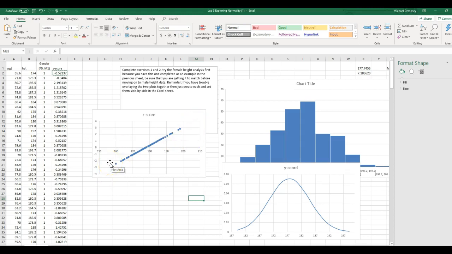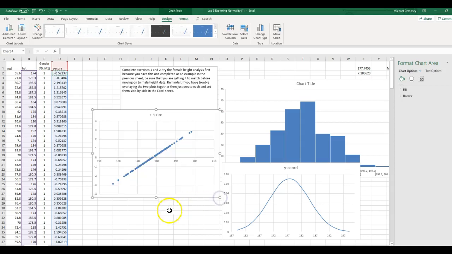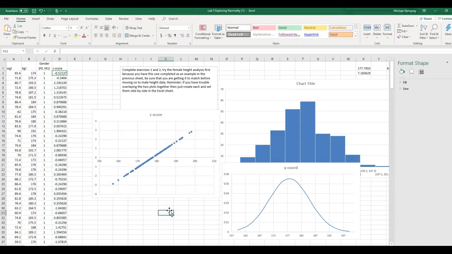Okay, so what do I have here? It looks like the points generally seem to follow a pretty straight line. All right, so what we can deduce from this normal probability plot, it's definitely a plot that I like to look at if I want to know if data is roughly normally distributed.